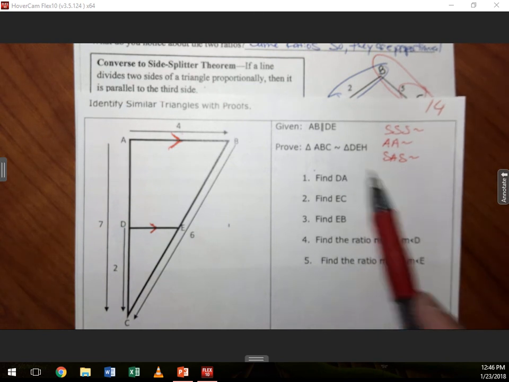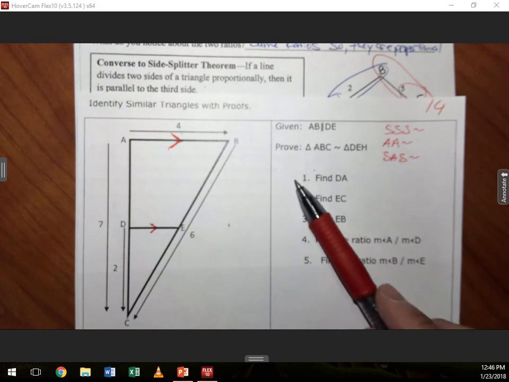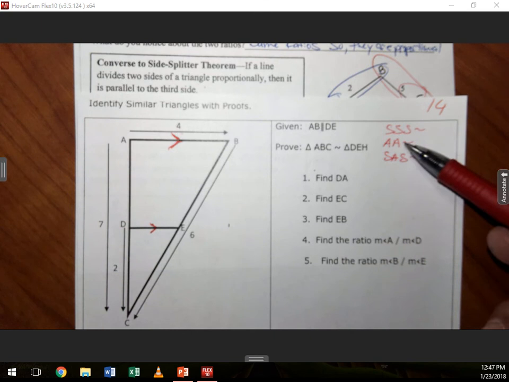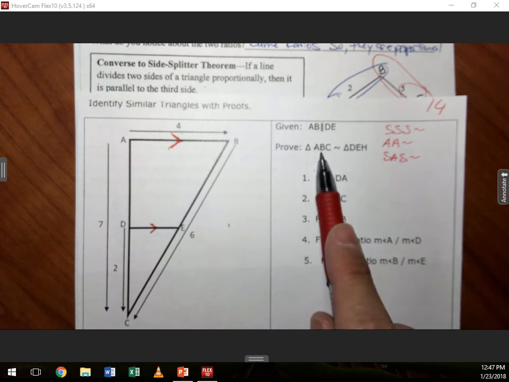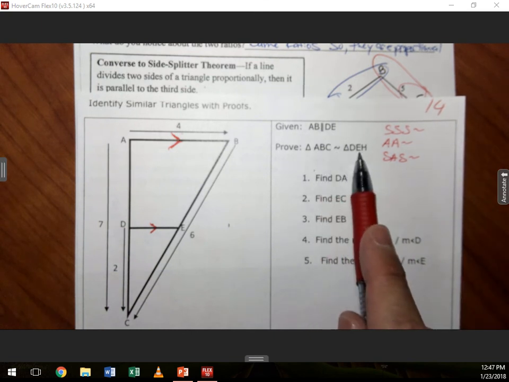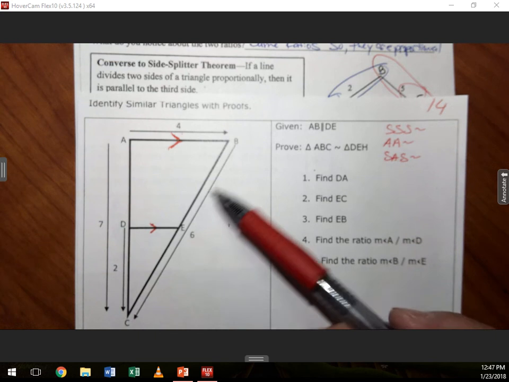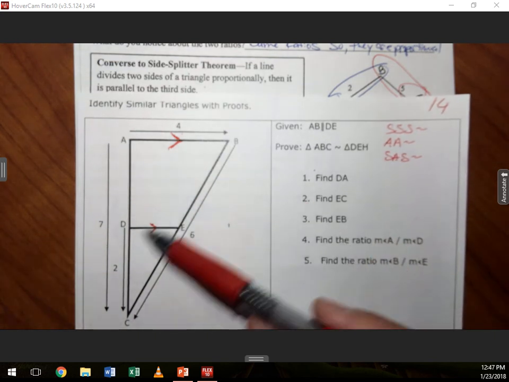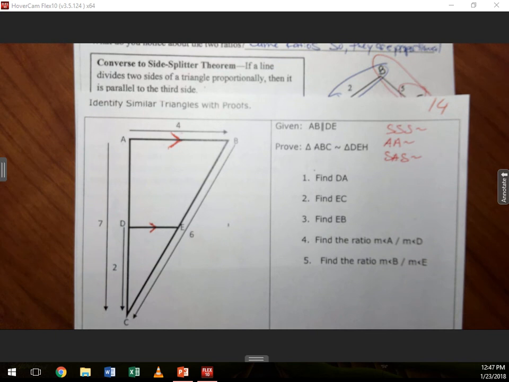So given this information, you're going to have to find a couple things. We're going to have to find them to figure out if they're going to be parallel. Or not parallel, I'm sorry, if they're going to be similar to each other. Because they're proving that ABC is similar to DEH. So ABC, the whole thing, DEH, the little one. We're proving that they're similar to each other. All right, that's it. And I got a mess.